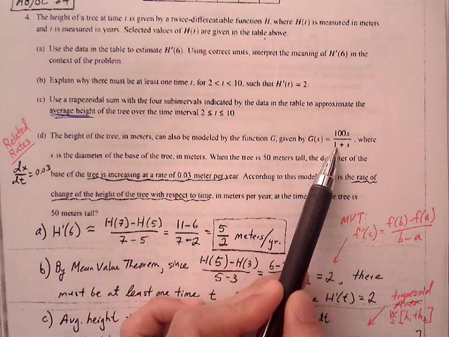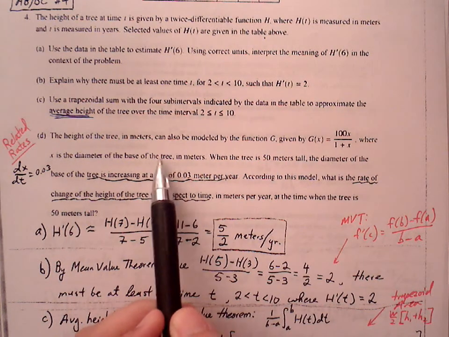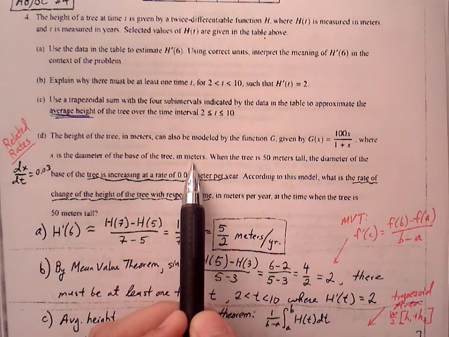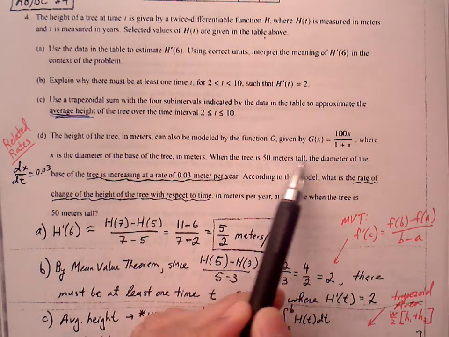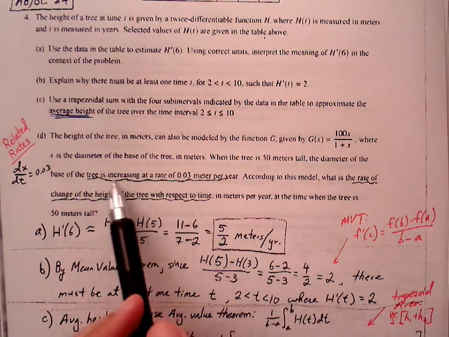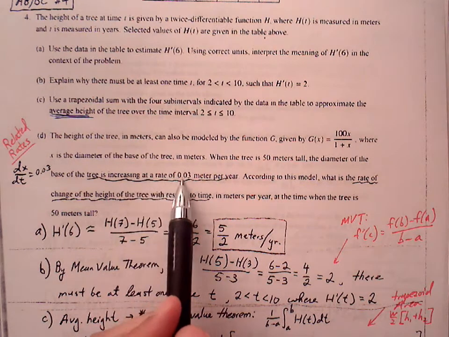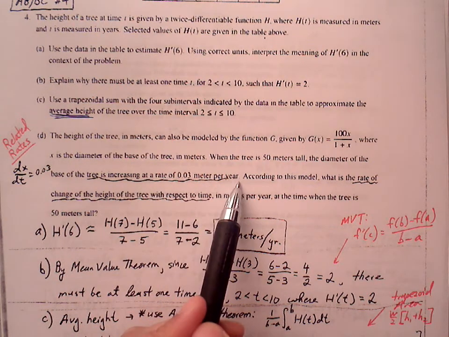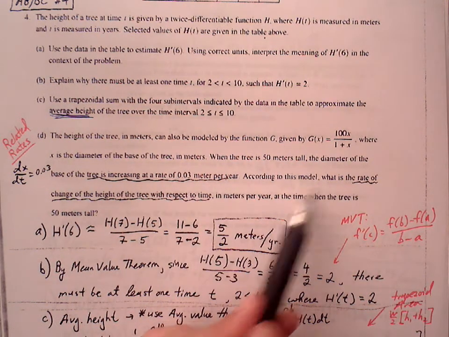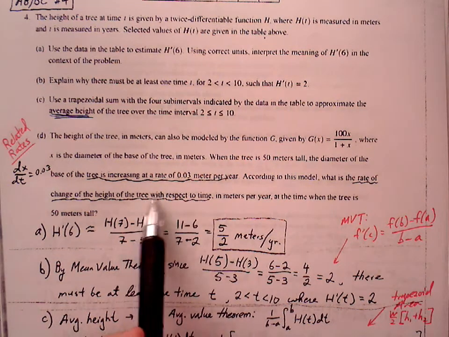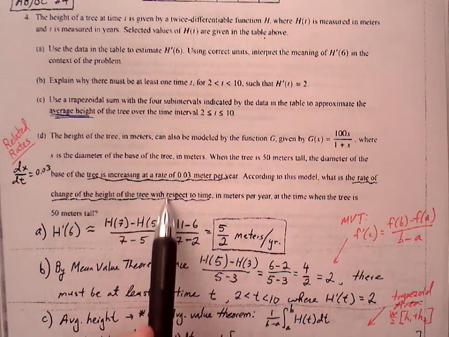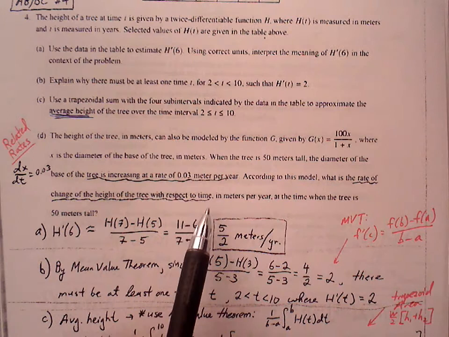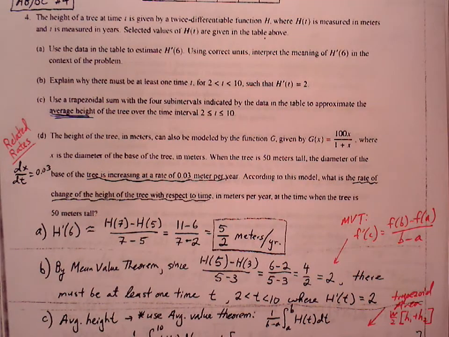X represents the diameter of the base of the tree in meters. Okay? When the tree is 50 meters tall, the diameter of the base of the tree is increasing at a rate of 0.03 meters per year. According to this model, what is the rate of change of the height of the tree with respect to time? That's a big hint there. In meters per year at the time when the tree is 50 meters tall.